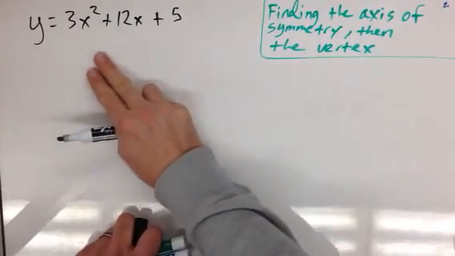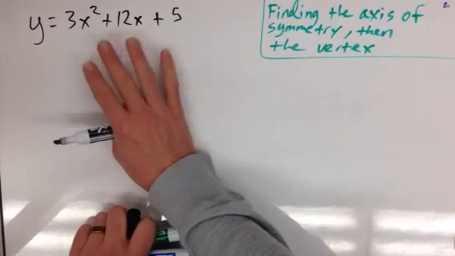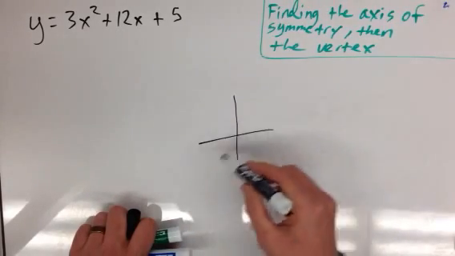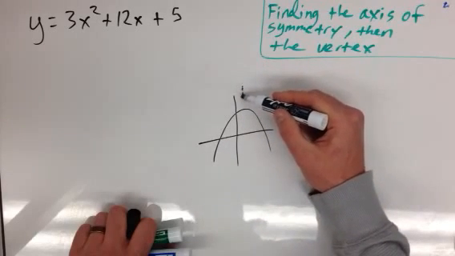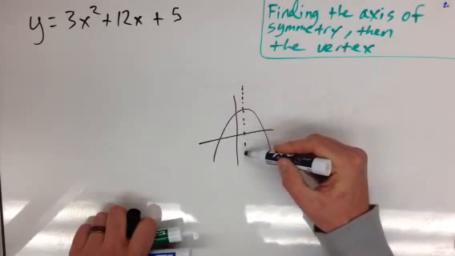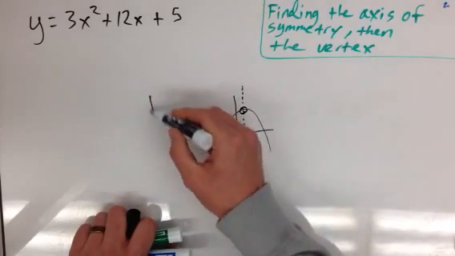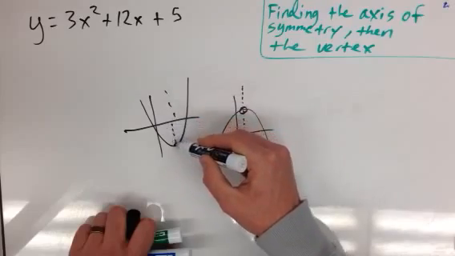So I've got this parabola here, and I want to find the axis of symmetry, and I also want to find the vertex of it. So if you think about it, if you sketch any parabola that you've ever seen, the axis of symmetry is the line that cuts it in half, and every single time on that axis of symmetry, that's where we'll find our vertex. No matter how you draw the parabola, that's true, right?